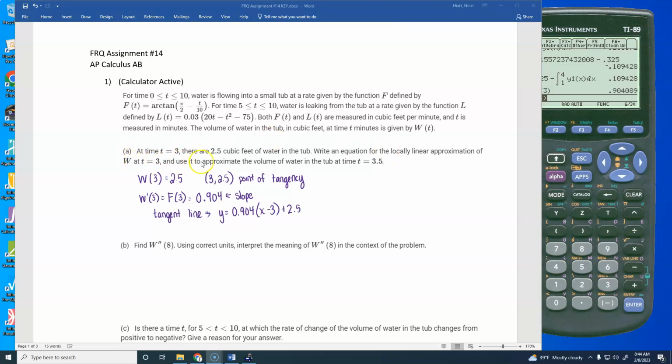They want us to use this to approximate the amount of water in the tub at 3.5. So we would say it's best to label it like this: W of 3.5. You're going to use a squiggly equal sign because this is a tangent line approximation. It's not the exact value.